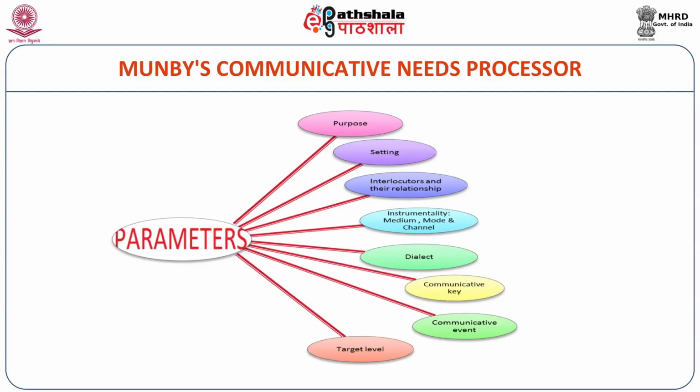Now you can see in this particular chart Munby's communicative needs processor, what are the parameters for that. From purpose till target level, he has discussed setting, interlocutors and their relationship, and then dialect is also there, communicative key has been included, and events as well.